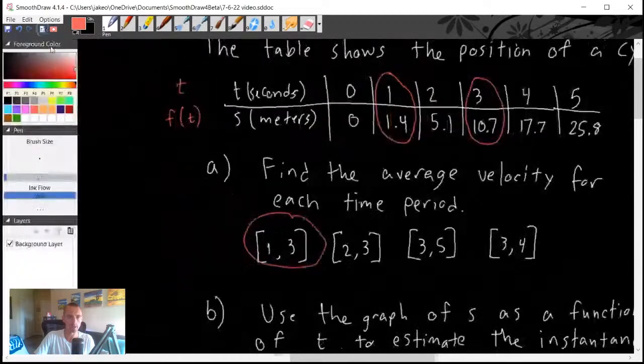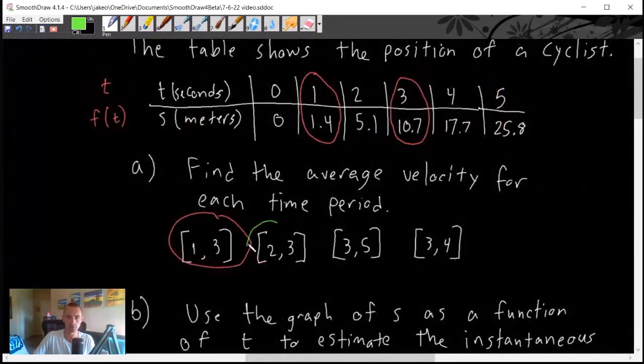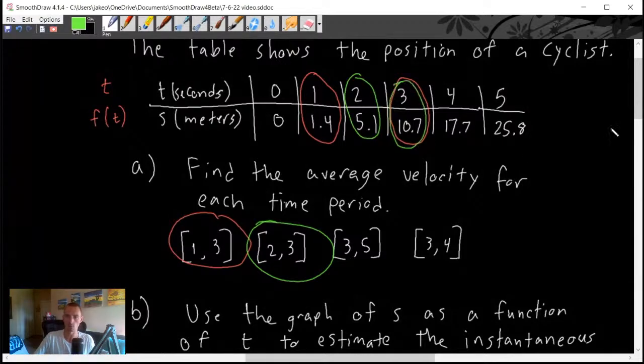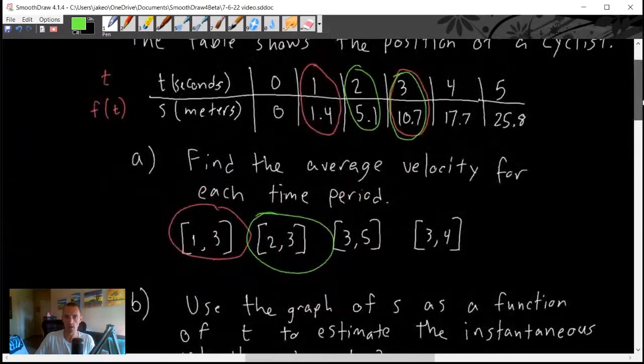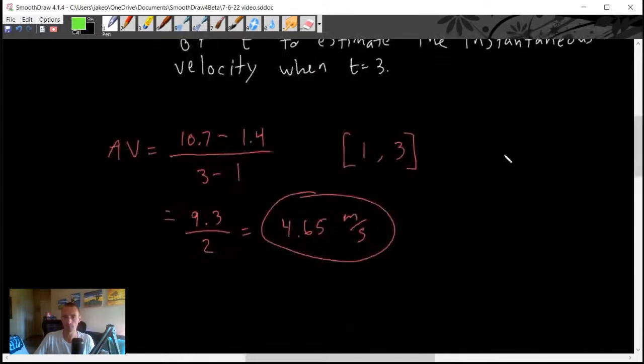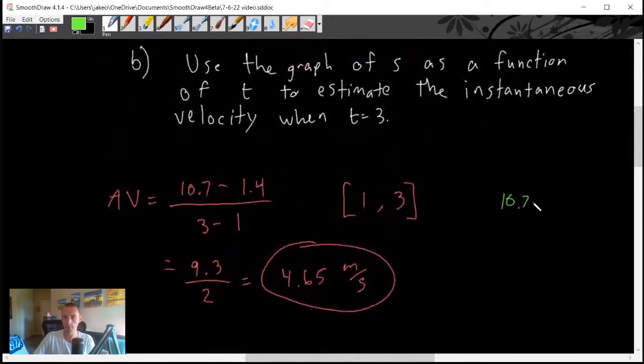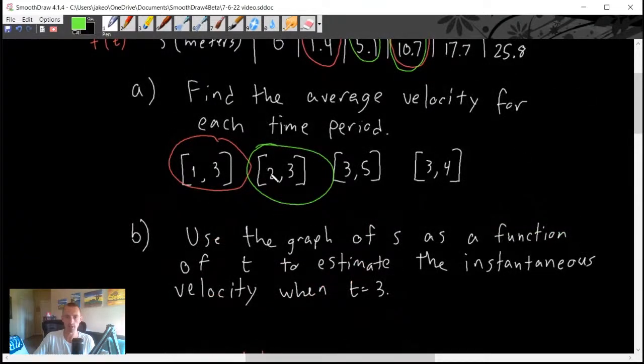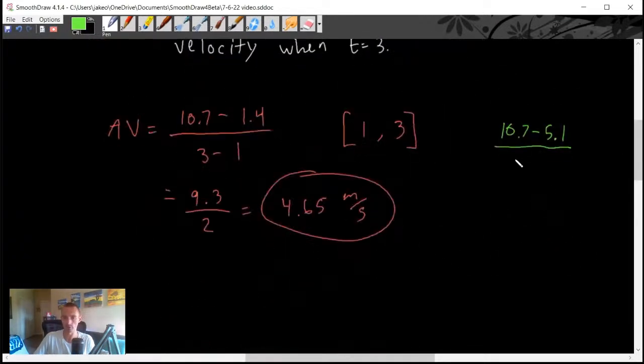So now we're going to look at the interval from 2 to 3. We're going to need to figure out the output at 2 and the output at 3. So again, we're just going to go f of 3 minus f of 2, so 10.7 minus 5.1 over b minus a, 3 minus 2. So over 3 minus 2. Okay? And this is going to be from 2 to 3.